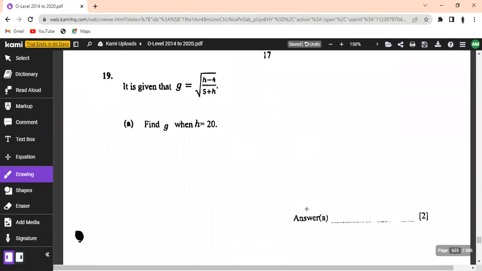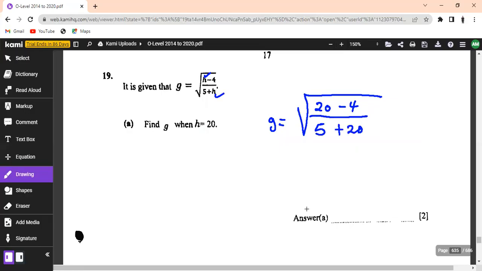Number 19, it is given that g is equivalent to the square root of h minus 4 over 5 plus h. Find g when h is equal to 20. This one was just a matter of substitution, where in place of h, we substitute 20. So it's 20 minus 4 over, in place of h again, we substitute 20, so 5 plus 20. Let's add our numbers here. 20 minus 4 is 16, over 5 plus 20, which is 25, everything under the square root.